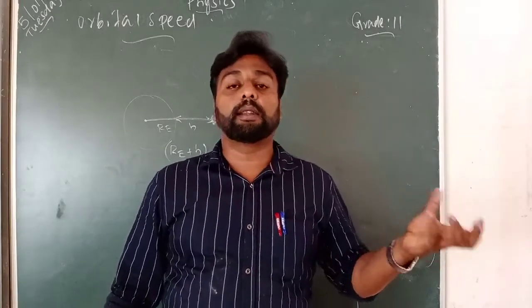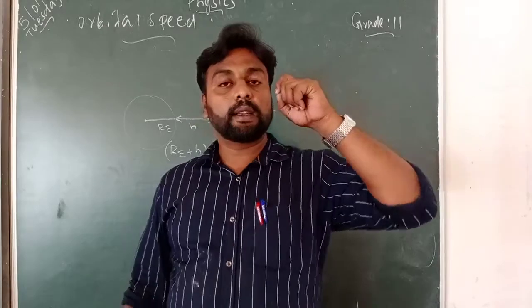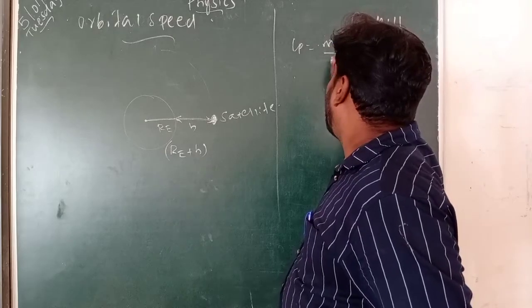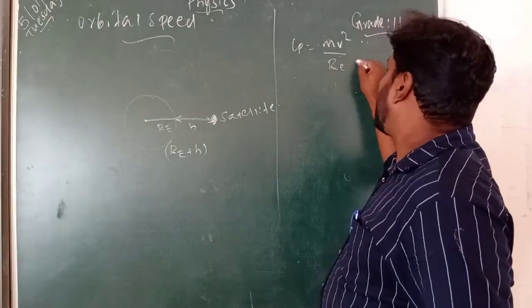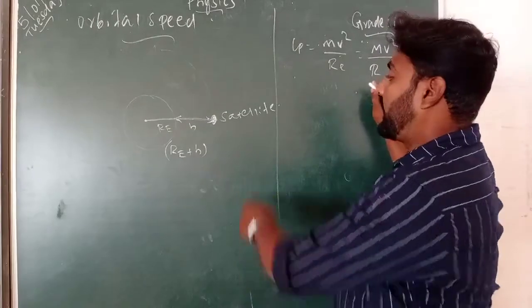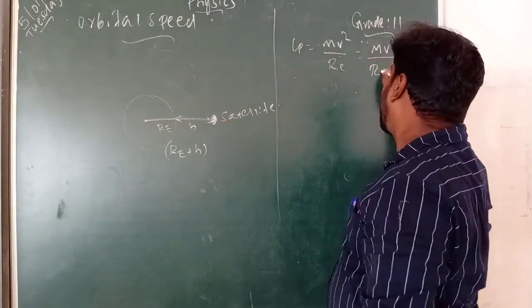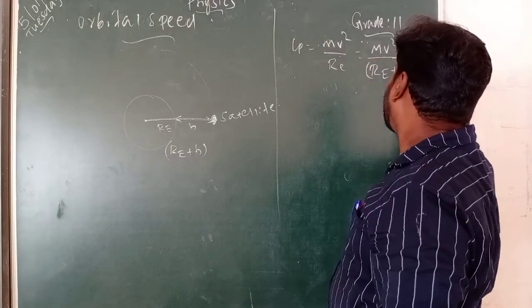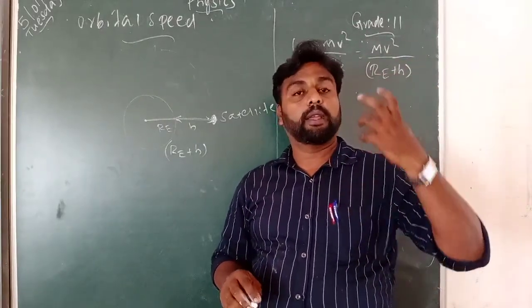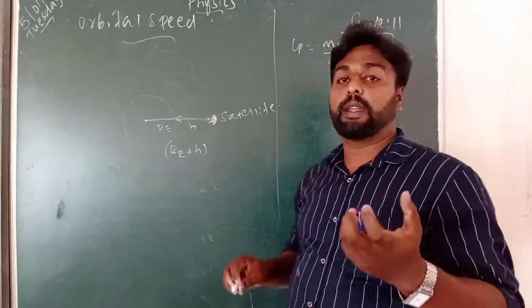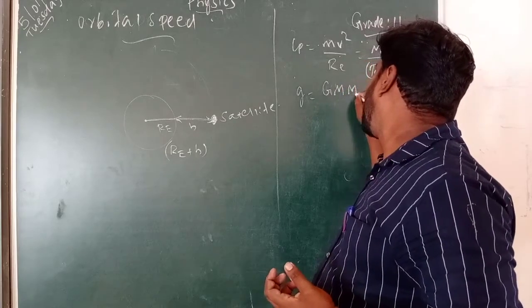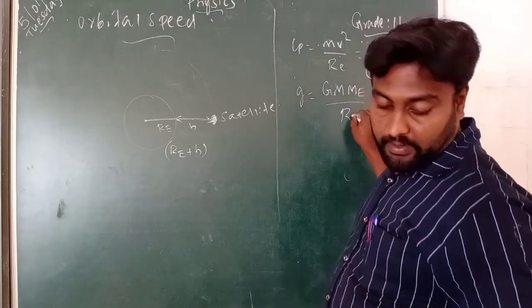From where did this centripetal force come? We know that centripetal force is mv square by r. Here r is the radius from the center of the Earth to the satellite, which is RE plus h. So this is the centripetal force, and this centripetal force is provided by the gravitational force, G m me by r.